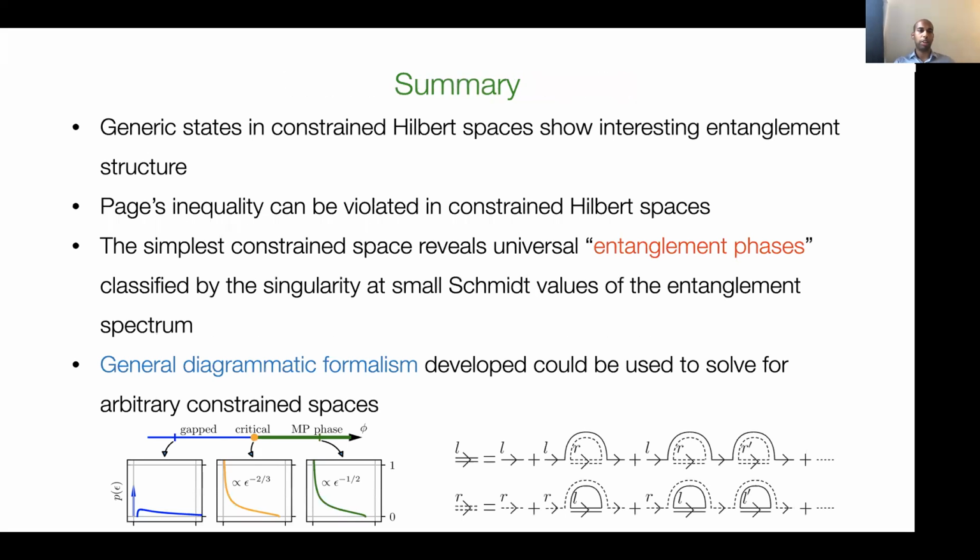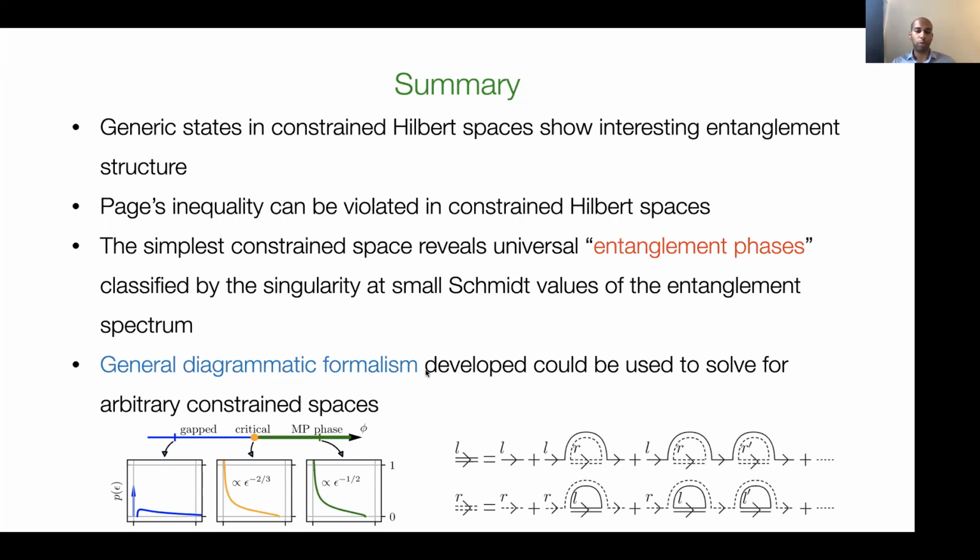So finally, that brings me to the summary. Typical or generic states in constrained Hilbert spaces really have interesting entanglement spectra depending on the constraint structure of the Hilbert space. Even considering the simplest constrained space, the entanglement spectra fall into different entanglement phases, which are classified by the singularity of the Schmidt values at the origin. Most unconstrained systems lie in the Marchenko-Pastur phase, but you can have exotic things like a critical point with new singularities at the origin.